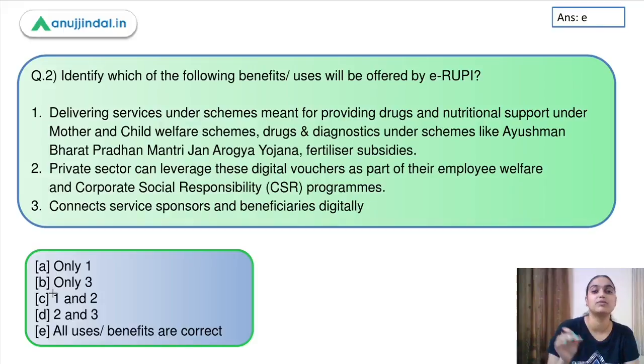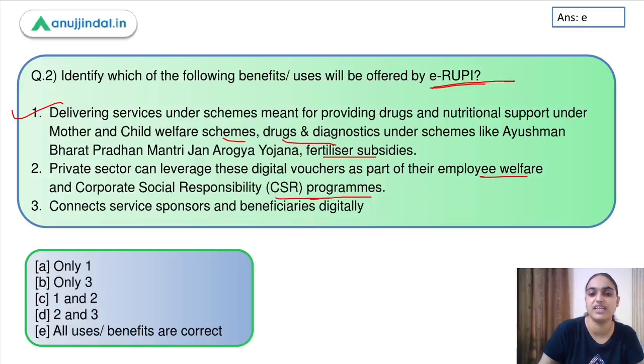Moving on to question number 2 now, which says identify which of the following benefits or uses will be offered by e-RUPI. So we have already discussed various government needs to provide support under various schemes, free fertilizers, medicines and all. This is a purpose, this is a benefit or a use. Second is that the private sector can use it for their CSR activity, employee welfare, by issuing them the digital vouchers. This is also correct. Then it will connect service sponsors and beneficiaries digitally. Yes, this is again a benefit. So all these things are correct. That's why the answer is option E.